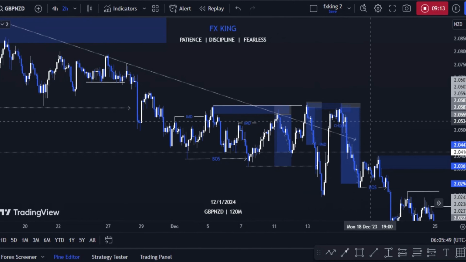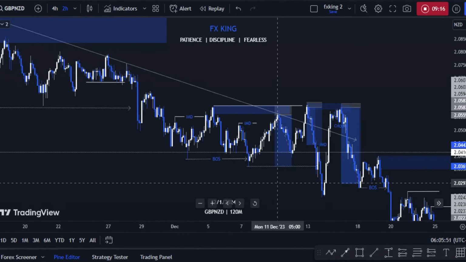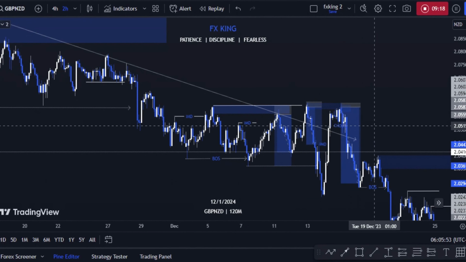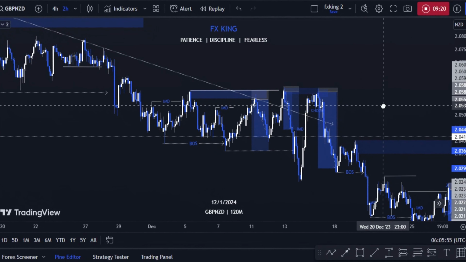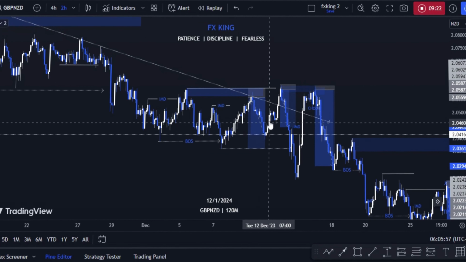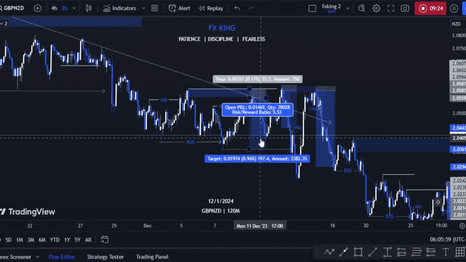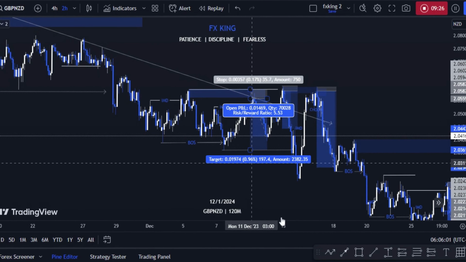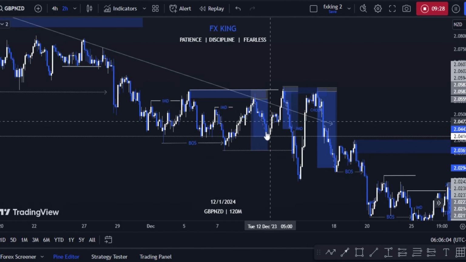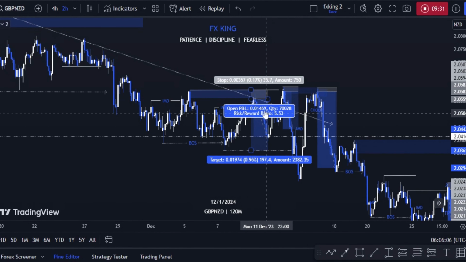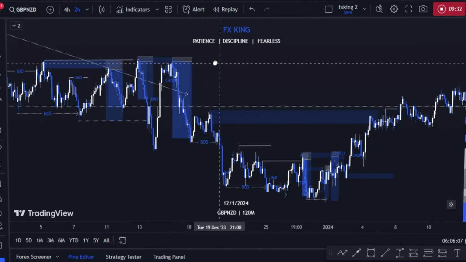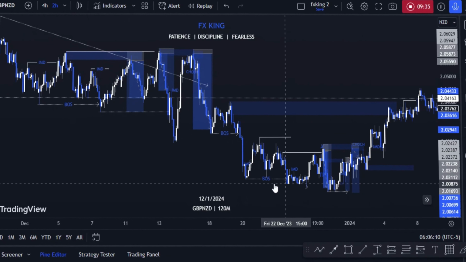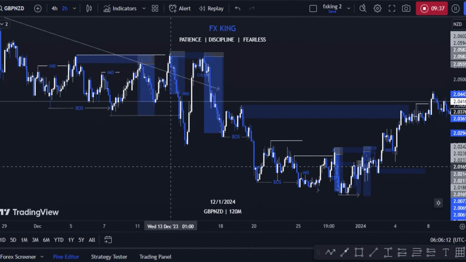Now, look at this. Look at these positions which I took here. These are three positions, right? I hit take profit for two of the positions. This one was around 1:5. I made around 1:3.5 from here, and still the market continued and I was still making money from it.